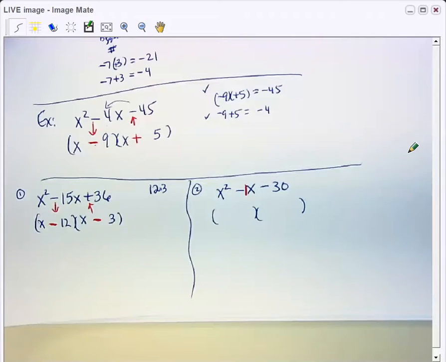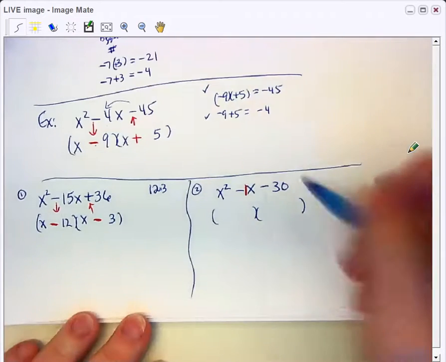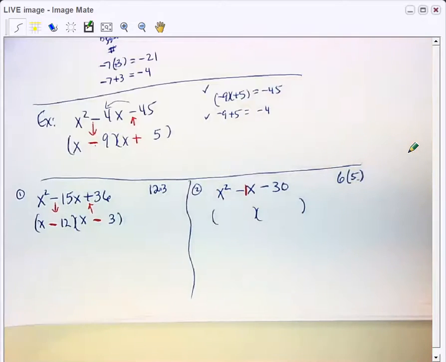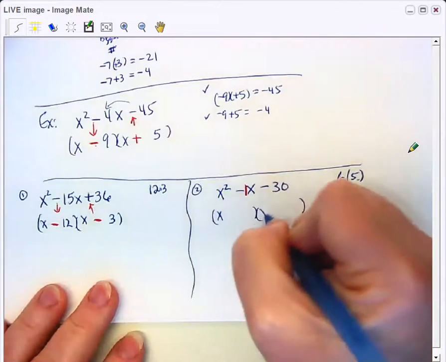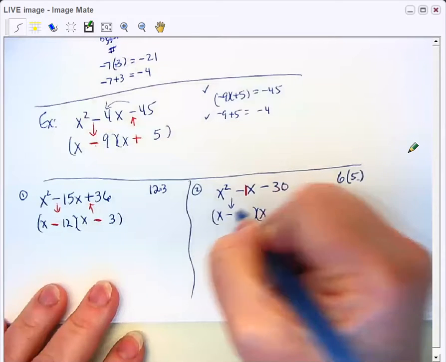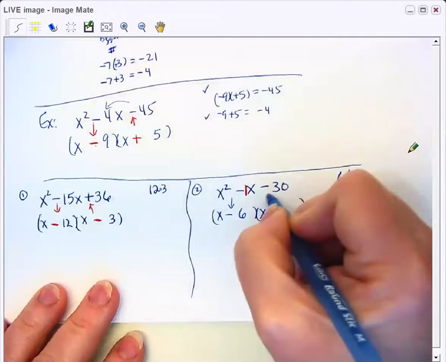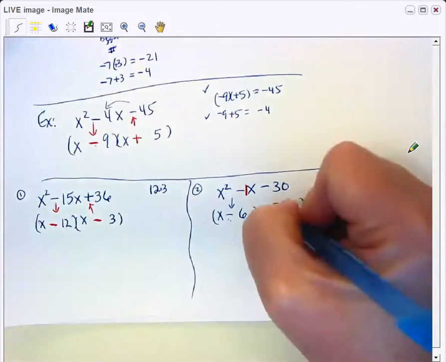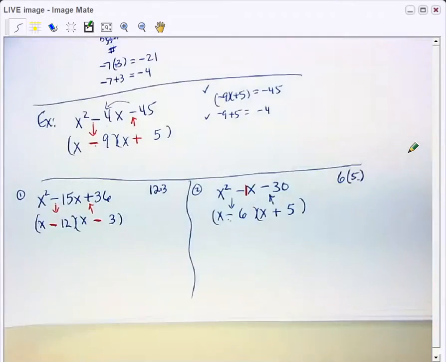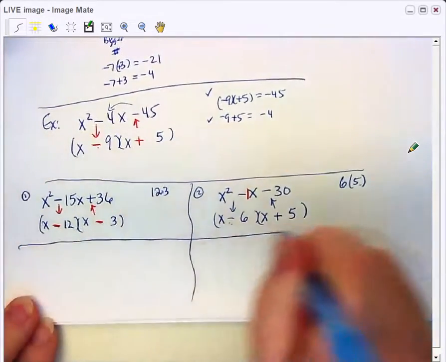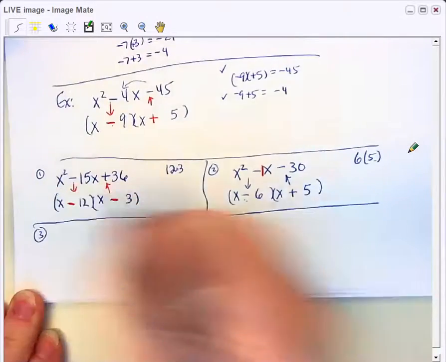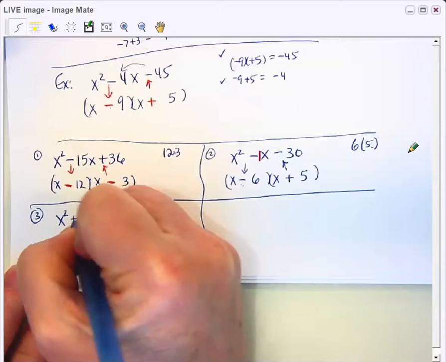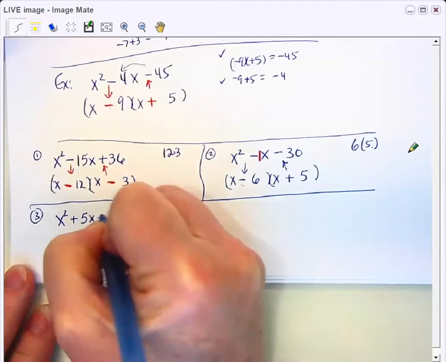Okay, good, nice. Most of you discovered that it was 6 times 5, and then 6 minus 5 is 1. So x and x, bring down that middle sign. We have 6 and 5, and negative times positive gives you negative, and you're done. Here's another one that's a common scenario, and that would be x squared plus 5x plus 4.